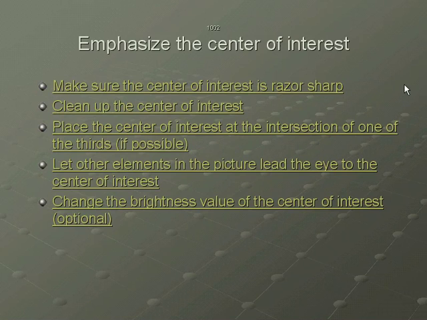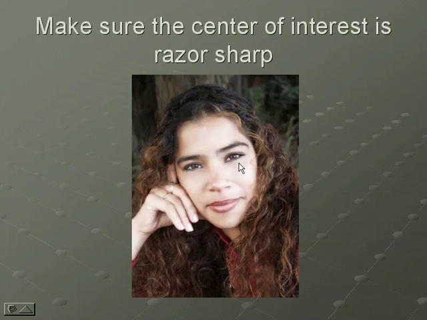The center of interest in a portrait is always the eyes. They say we see the soul through the eyes. So you notice that the eyes in this model are the sharpest part of the picture, even though her whole face is reasonably sharp. The background is out of focus. Her face is reasonably sharp. Her eyes are razor sharp. And our eyes go right directly to her eyes.